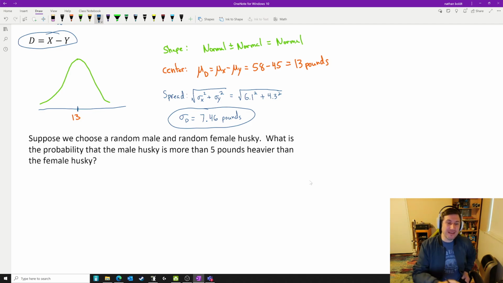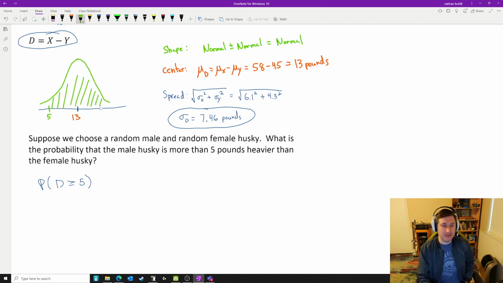Suppose we choose a random male and a random female husky. What is the probability that the male husky is more than 5 pounds heavier than the female husky? That means, what is the probability that D is greater than or equal to 5 pounds? All right, that's that the male husky is more than 5 pounds. Well, if I draw that over here, 5 pounds is over here somewhere. What are the chances that we are greater than 5 pounds heavier for the male husky?